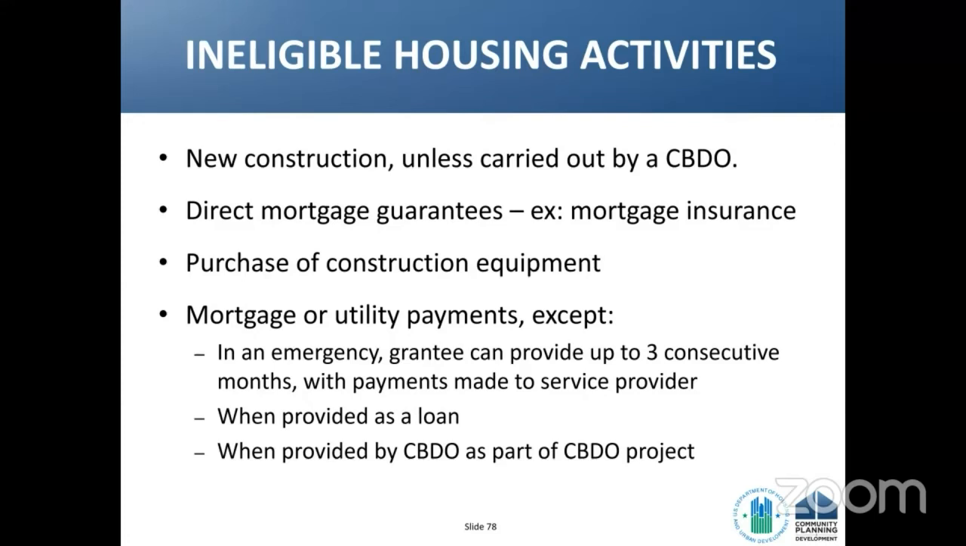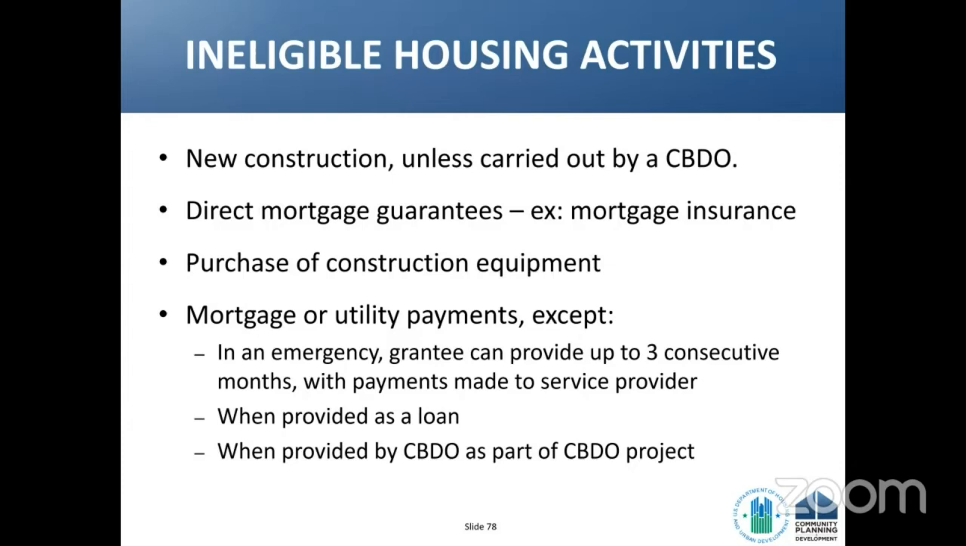Of course, anything that CBDOs do that may not be otherwise eligible, they are not subject to all the restrictions that grantees and subrecipients would be. But generally, grantees, at least in my experience, most use nonprofits to operate the emergency grant assistance programs if they do have them.